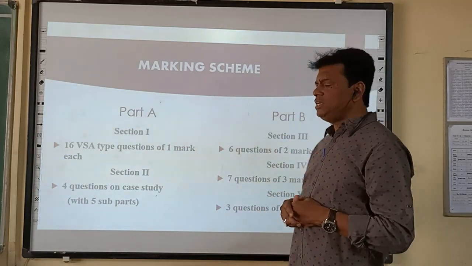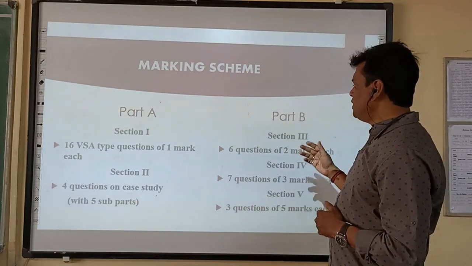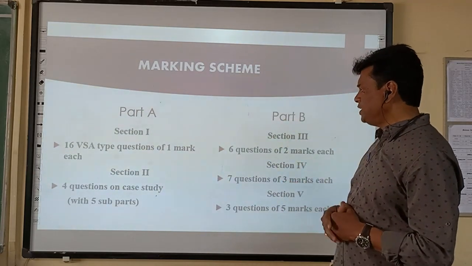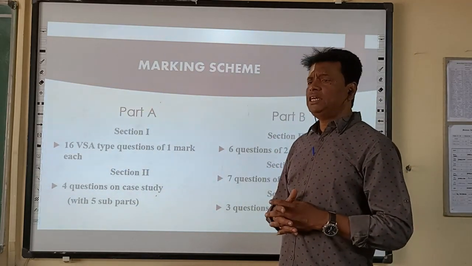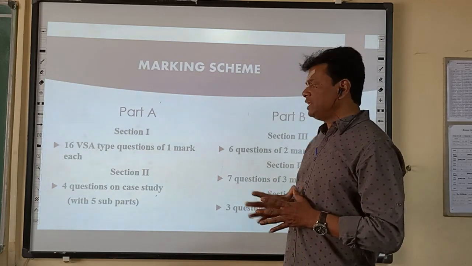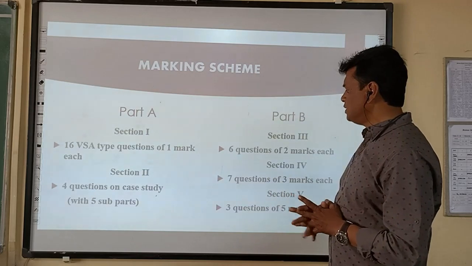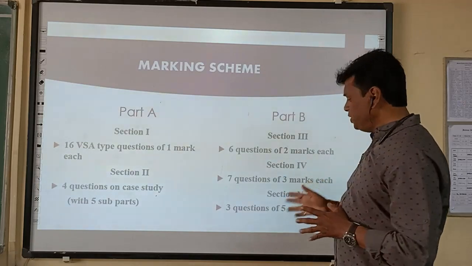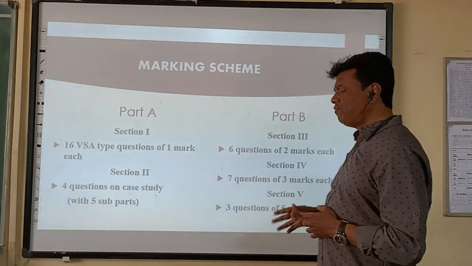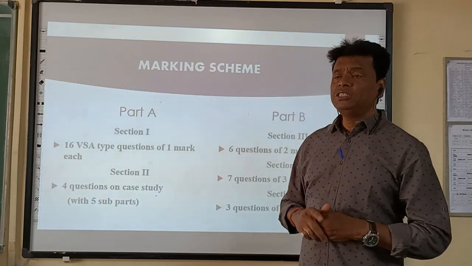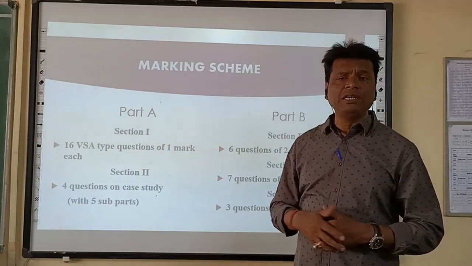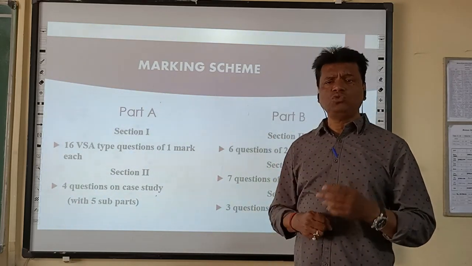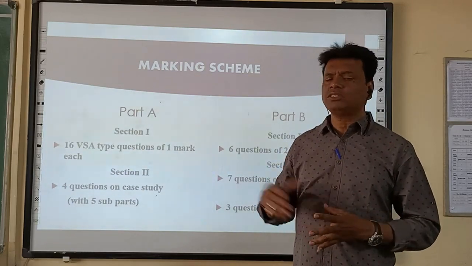Then we have Part B, that is Section 3, the next section. There will be 6 questions of 2 marks each, right? So here also you have to follow that each question will be of 2 marks. Then we have Section 4. There will be 7 questions of 3 marks each, and Section 5, that is 3 questions of 5 marks. This is also the first time, because before this, in mathematics you did not have a 5 marks question, right? Earlier you used to have 4 marks, 3 marks, 2 marks, either multiple choice or 1 mark or the very short type questions.